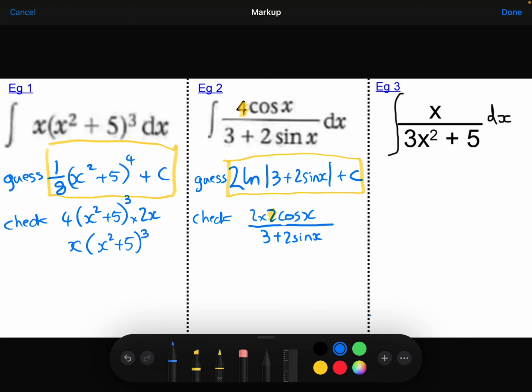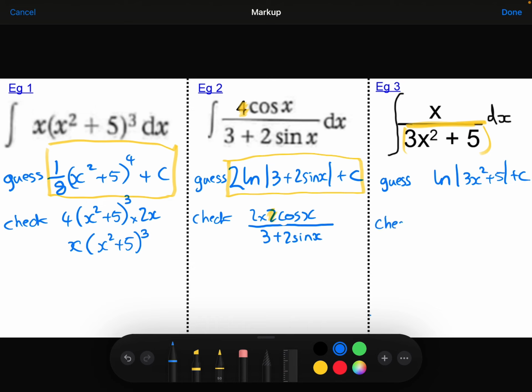Next example. Again, we've already looked for that derivative. We know that this differentiates to be 6x, which looks similar to what we've got on the top. So the guess check method will work, hopefully. Again, we've got a fraction with a single term on the bottom, so I'm thinking it might be a logarithm. So I'm going to guess ln 3x squared plus 5 plus c.